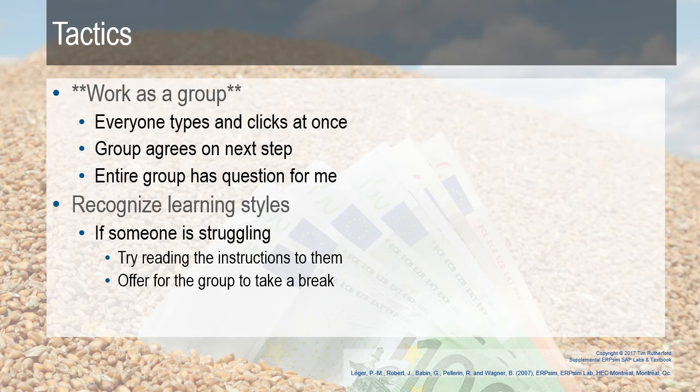Another piece of this is recognizing learning styles. The textbook itself is visual. You have to read it. And if someone is having trouble reading the instructions, and if you're working as a group, you may try reading the instructions aloud. Some people need to hear the instructions, not read them. If someone's getting frustrated, take a break.